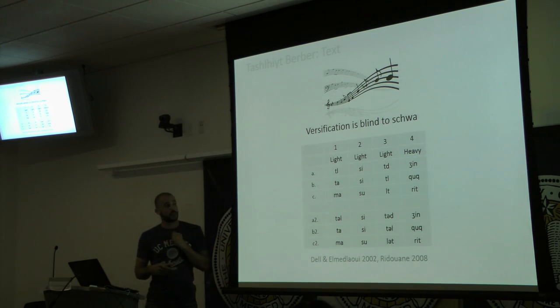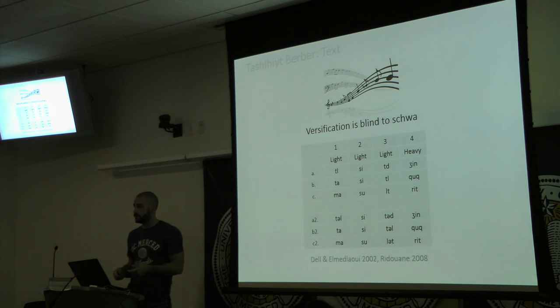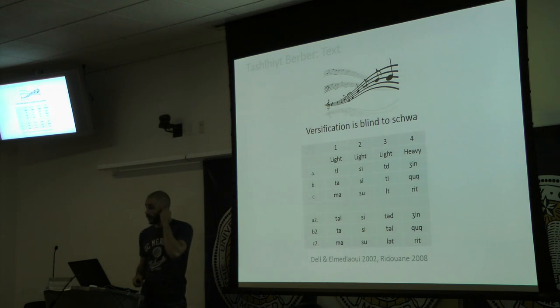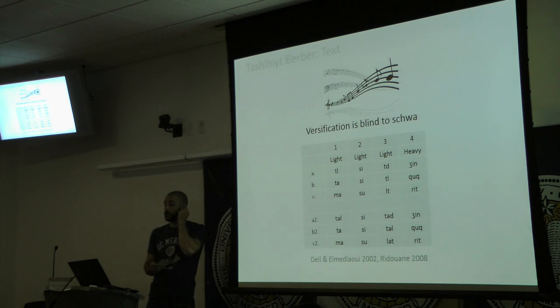Proponents of the account that schwa is actually a phonological unit that is inserted would assume that this syllable here is actually a syllable with a schwa, a phonological element inserted. However, this syllable does pattern with light syllables, so it is basically made of two phonological units. It does not pattern with heavy syllables. So versification is blind to schwa. Versification does not see this element with regard to the algorithm that decides whether it's a light or heavy syllable.